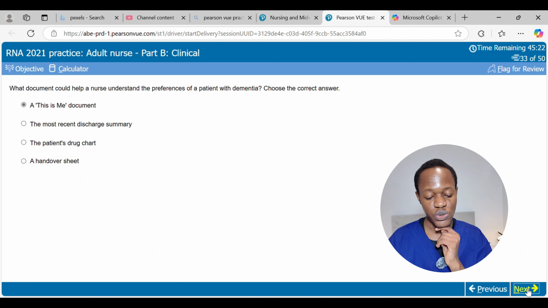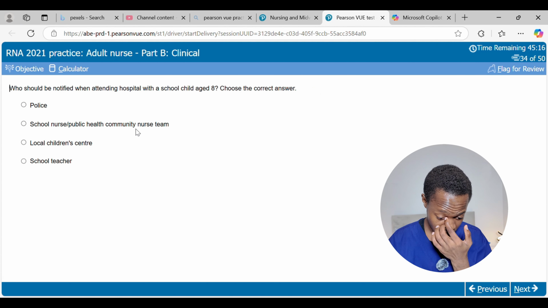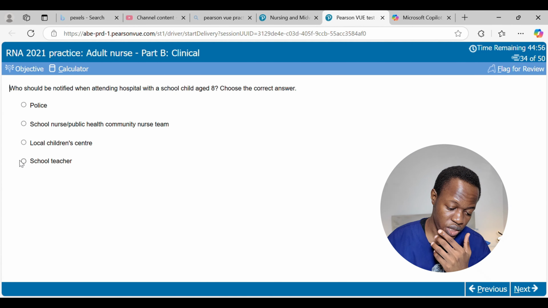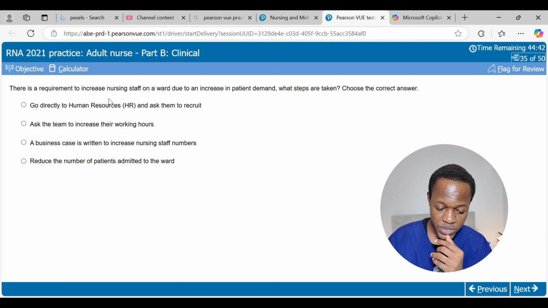So next question says, who should be notified when attending hospital with a school child aged 8? Choose the correct answer. This question is a bit tricky, so I'll choose school teacher and flag it for review. So let's go to the next question. There is a requirement to increase nursing staff on a ward due to an increase in patients' demand. What steps are taken? Choose the correct answer.